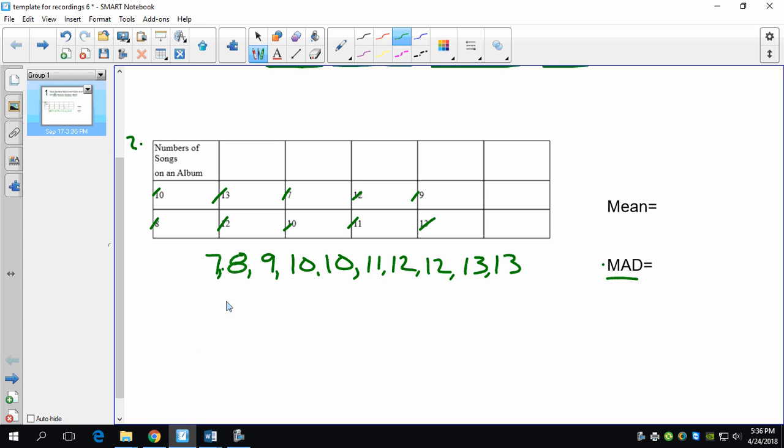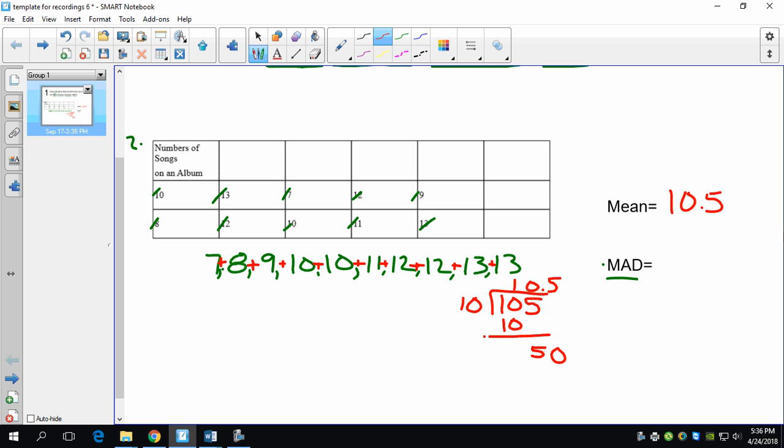I've gone ahead and added them up, but I could show you the steps. 7 plus 8 plus 9 plus 10 plus 10 plus 11 plus 12 plus 12 plus 13 plus 13. If you add them all up, hopefully you'll get 105. Now we know there are 10 numbers, so we're going to do 105 divided by 10. 10 goes into 10 once, it does not go into 5, so bring your 5 down, but it does go into 50, so we need a decimal. So the mean is 10.5.